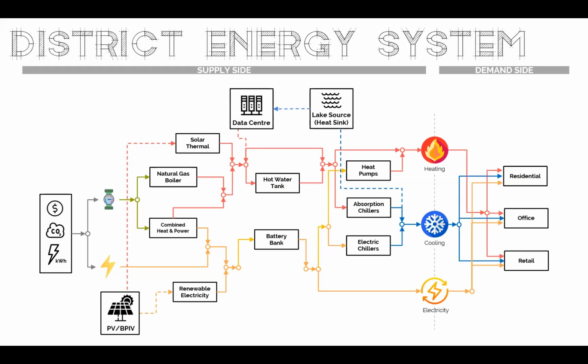So this is how we envision our district energy system to be. On the right, you can see that the main demand side comes from the residential, office, and retail, and on the left is the supply side. But I would like to bring our attention to the data center on the top middle, as well as the PV on the bottom left. So for the data center, how we envision is that it will act as a heat source for the residential buildings, using the waste heat to heat them up during winter.